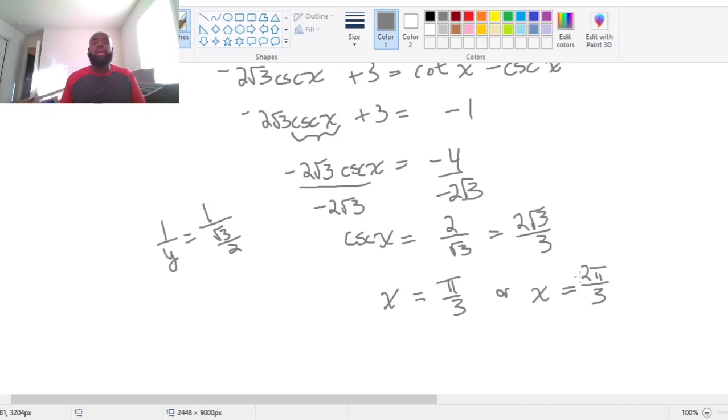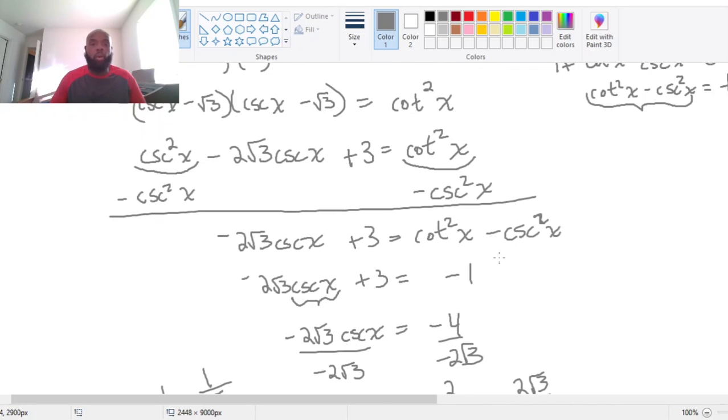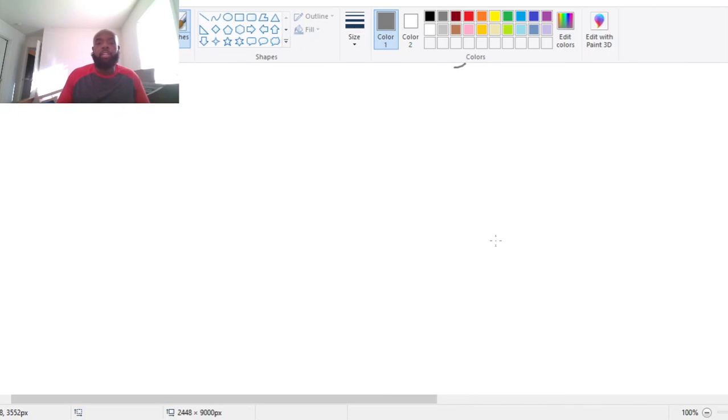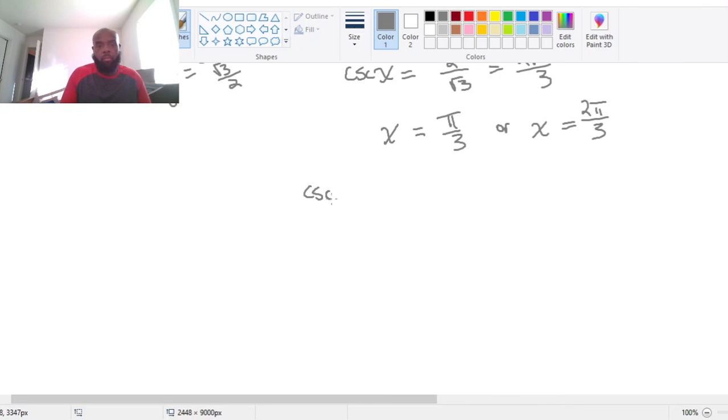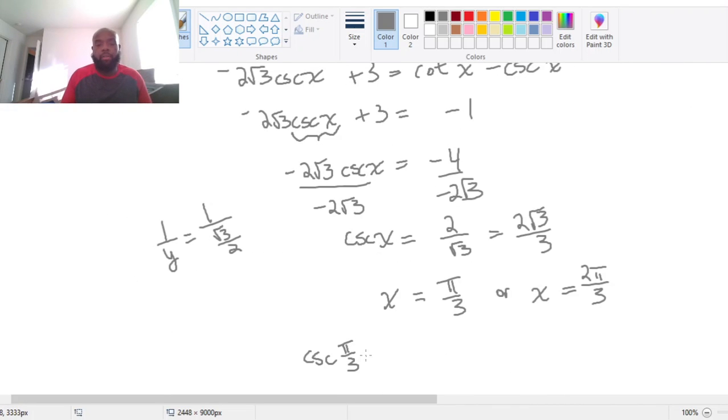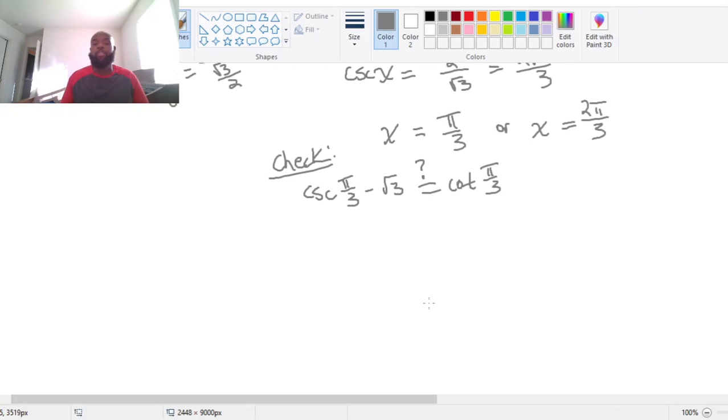And so anytime I square both sides, sometimes I will end up with more solutions than are actually solutions. And so what I'm going to do is check this solution here. I'm going to check and see if the cosecant of pi over 3 minus the square root of 3 equals the cotangent of pi over 3. Let's check that out and see. And I'm going to do the same thing for 2 pi over 3.